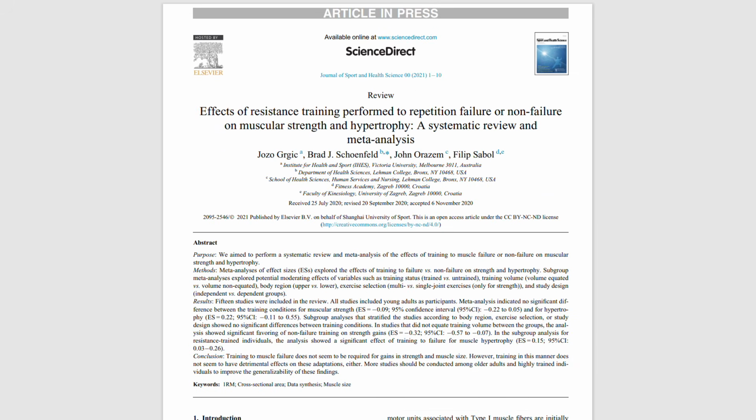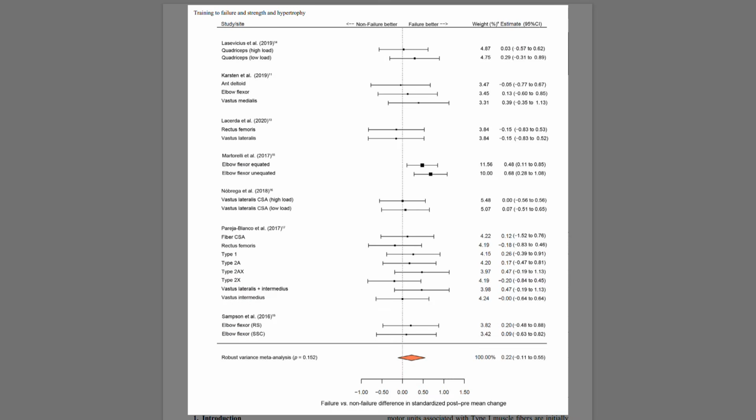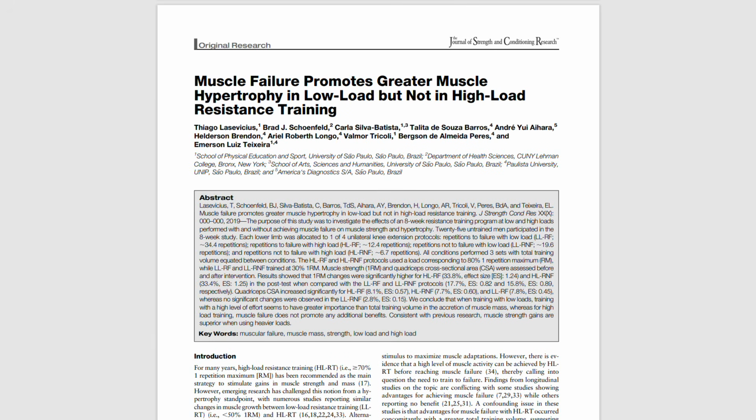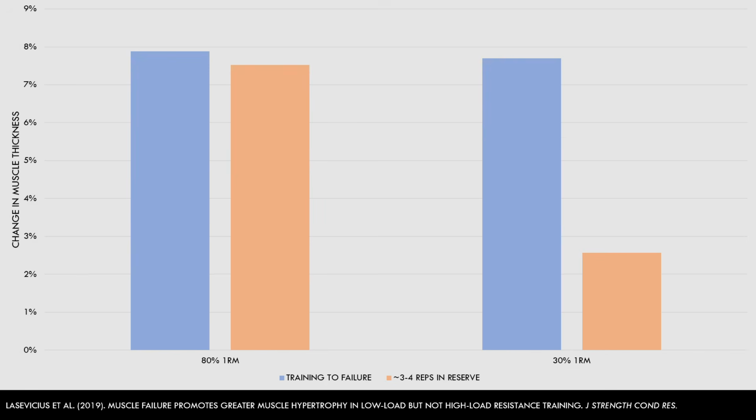This meta-analysis explored the research comparing training to failure versus not training to failure on muscle growth. It was found that although it wasn't considered statistically significant, training to failure tended to result in superior hypertrophy outcomes compared with not training to failure. Furthermore, this study explored the effects of training to failure versus leaving a few reps in reserve when training with heavier versus lighter loads. It was found that when training with 80% 1RM, training to failure was only slightly superior than training with a few reps in reserve.